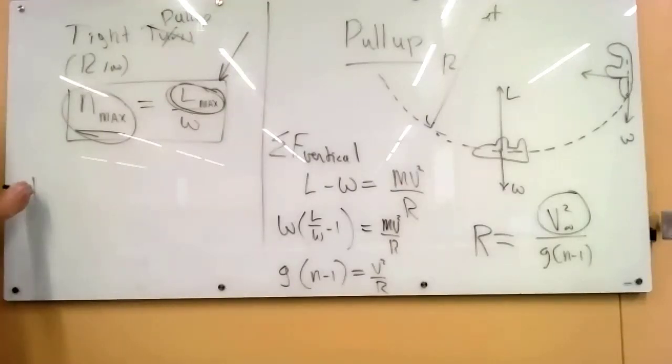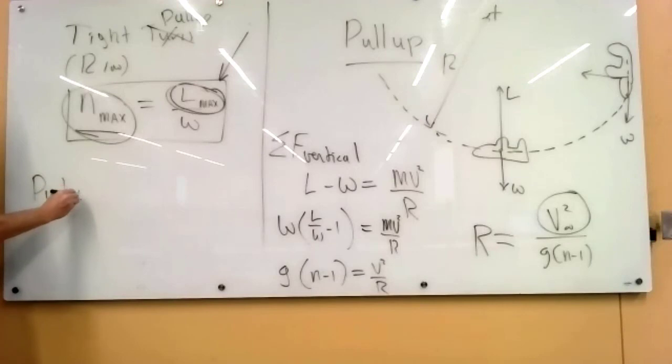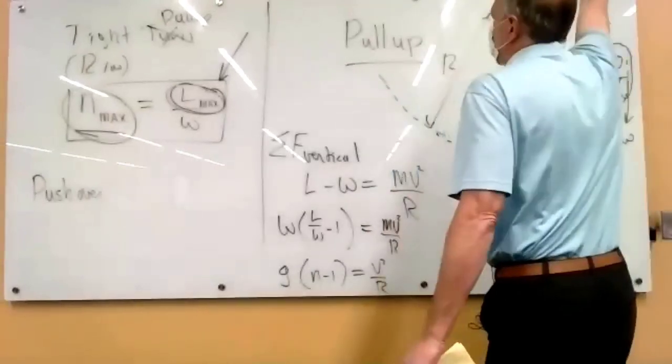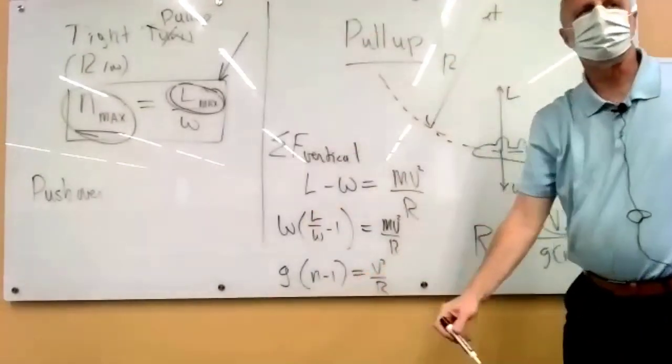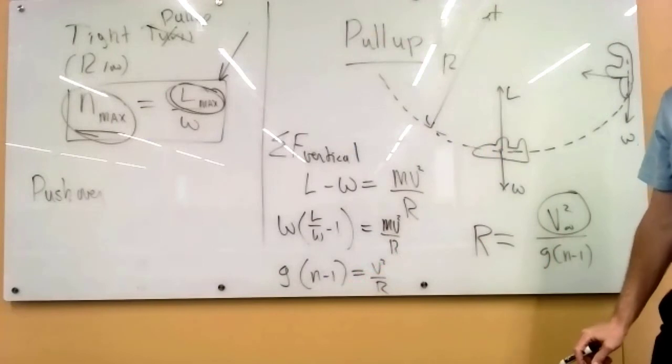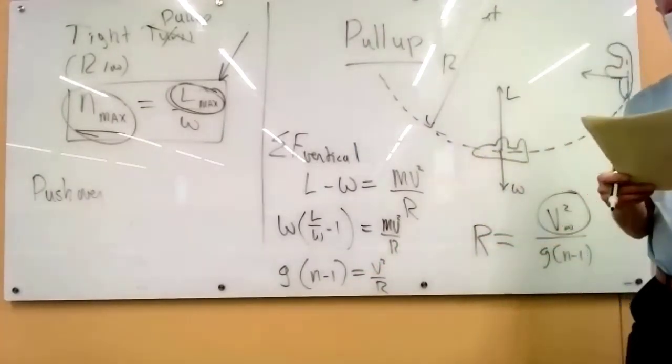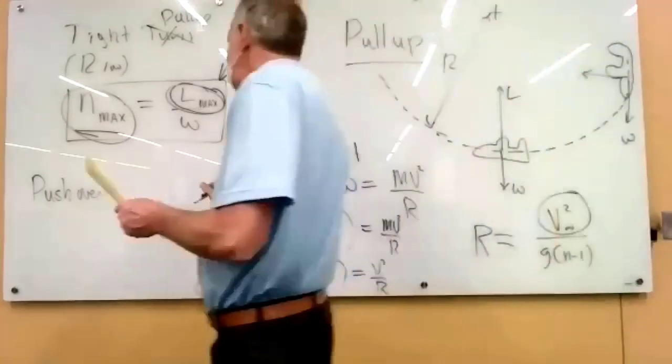And there's something called a pushover. That's the opposite of this. It's if you're flying up and you want to come going back down. And you'll want the maximum negative G's at that point. And you can look this one up in the book.